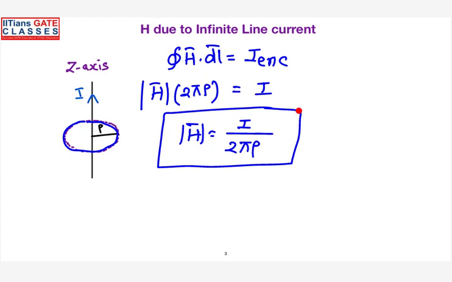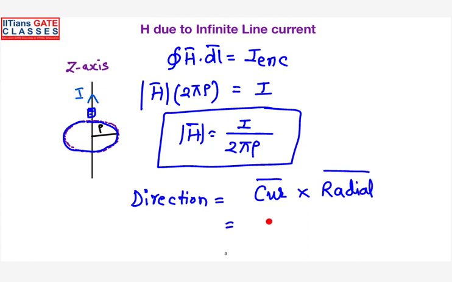Or else if you want to do the same thing using Biot-Savart's law, you have to take a small elementary length here and find the differential magnetic field. Then you can integrate it. That method we'll see in the next session. So the problem is simple when you apply Ampere's law. And what is the direction here? Once again, try to recollect what we have seen in magnetic field intensity. The direction of the magnetic field intensity will be the cross product of the current element and the radial element.